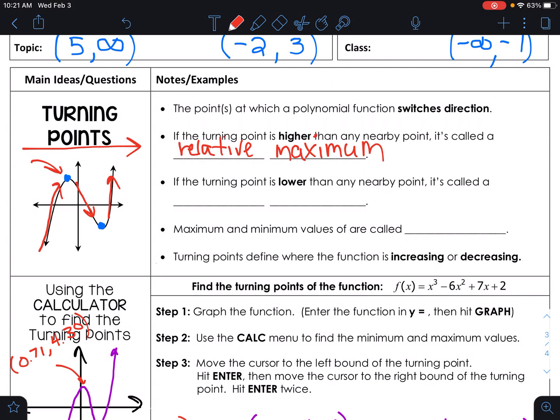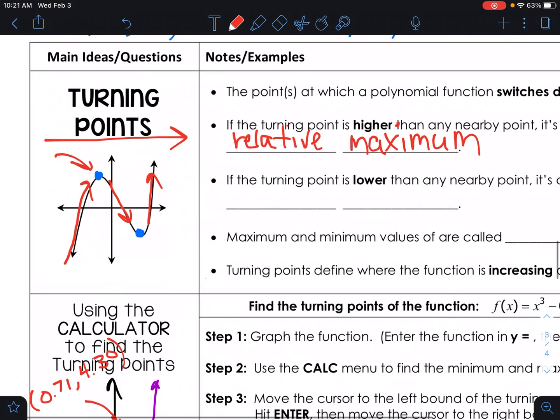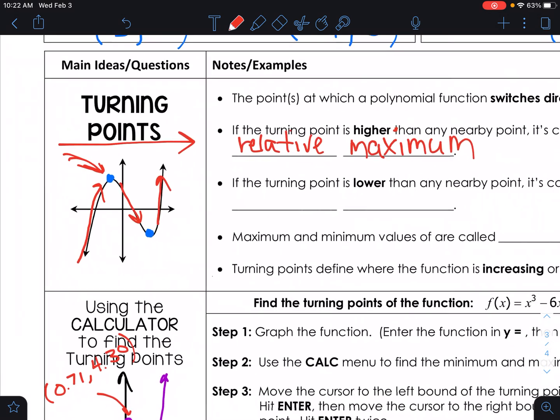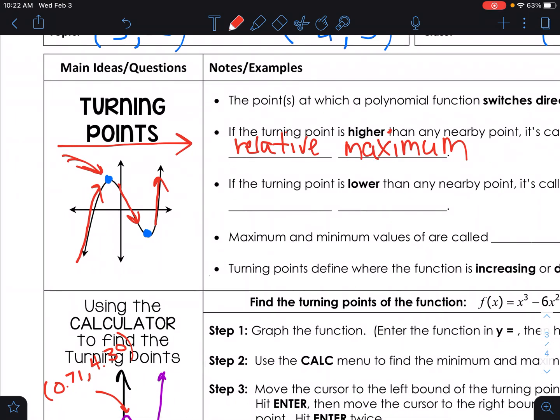Why a relative maximum? Well, this point right here is not the highest point on the graph, right? This keeps going all the way up to infinity. So technically, the maximum would be infinity, right? But that blue point there is the relative maximum, because relative to the points that are near it, it is the highest point. So that's why we call it a relative maximum.